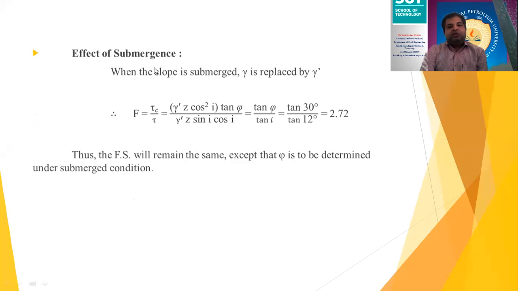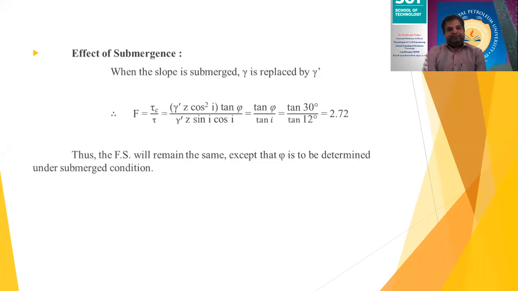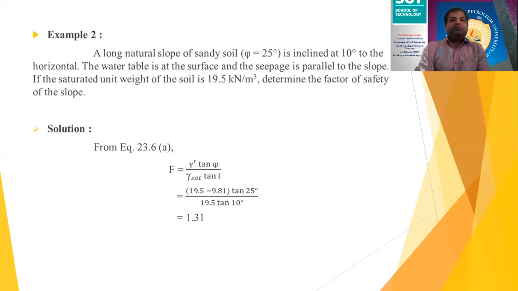Now, if you put the value for the submergence case, when the slope becomes submerged, gamma is going to be replaced with gamma dash. Then F is equal to gamma dash z cos square i tan phi upon gamma dash z sin i cos i. This equation we have already developed. So from this, if you put the values, you will get the value for submergence, which is 2.72. So you can see this value and this value remain the same, right? Okay, let's take one more example.